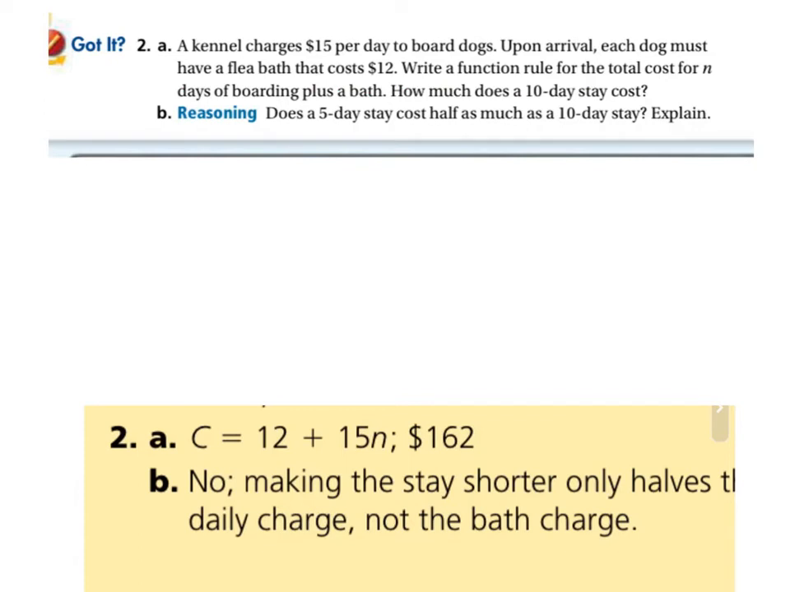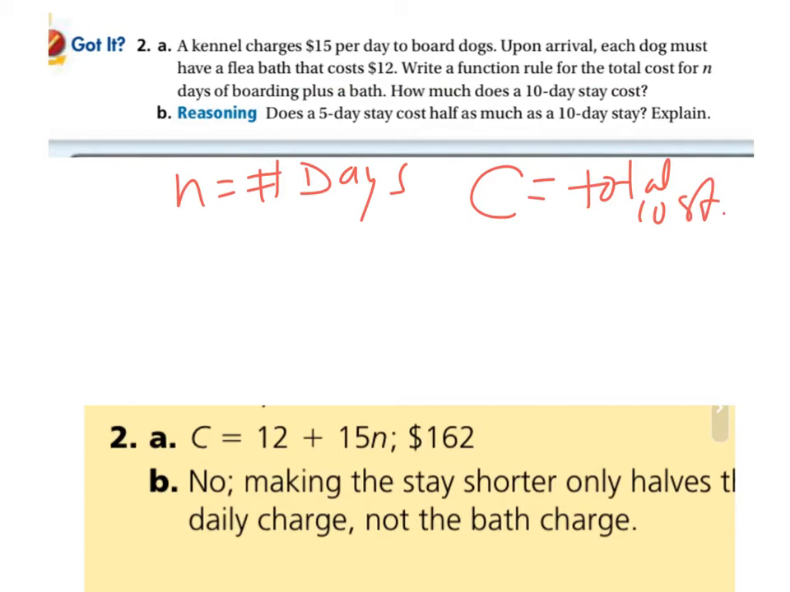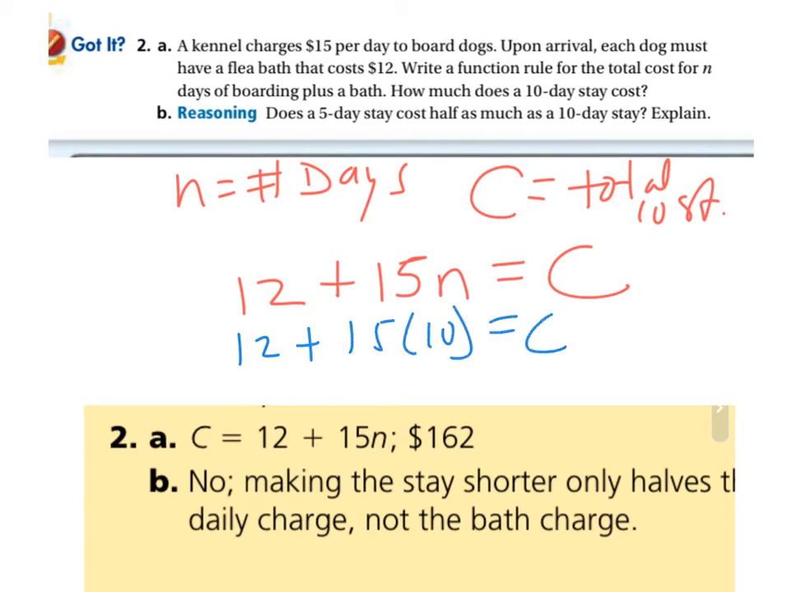So we're going to start off with defining a variable. So n equals the number of days, right? And we're going to say c equals total cost. Okay, so what we're looking for here is we have that $12 just to walk in, that's the bath, right? That's kind of like the walk-in-the-door cost, plus $15 each day times the number of days is going to be our total cost, C. Now to figure out how much a 10-day stay costs, you're going to plug a 10 in there, so you're going to have 12 plus 15 times 10 equals C. And we're going to find that's equal to $162.